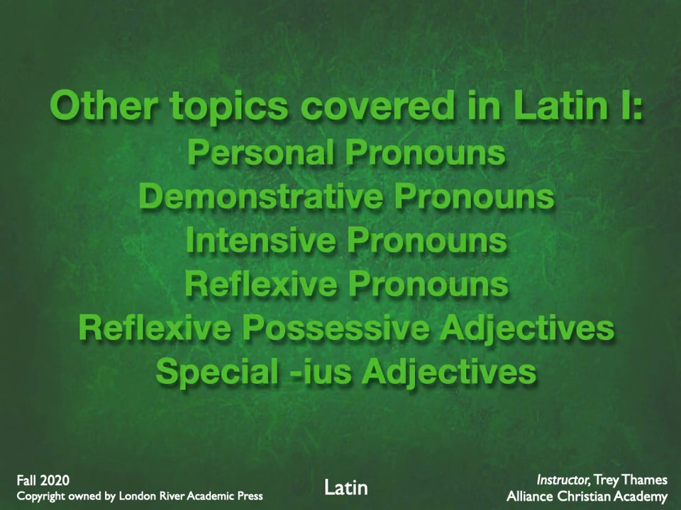And then here are several other things that we're going to review during the course of the next several weeks in class. We won't take the time in this video to do it, but we learned other things last year like personal pronouns, demonstrative pronouns, intensive and reflexive pronouns, reflexive possessive adjectives, and special ius adjectives. All of this you learned in addition to some history about Rome, the Roman Empire, some maps, some geography, etc. We'll be picking that all up this year.